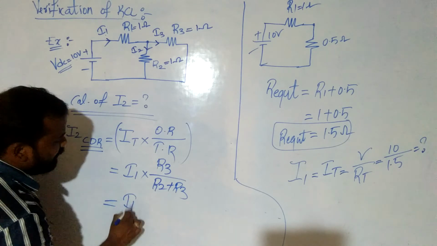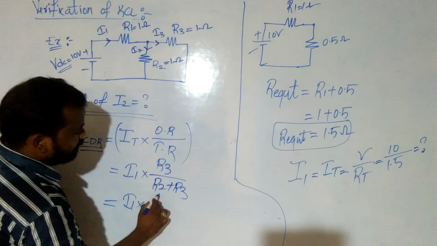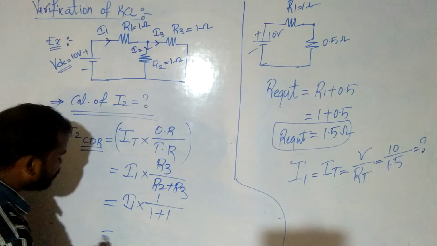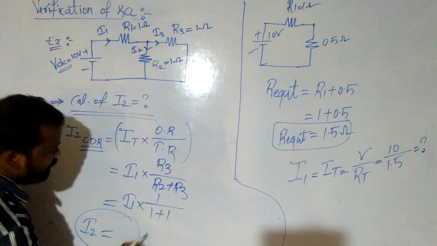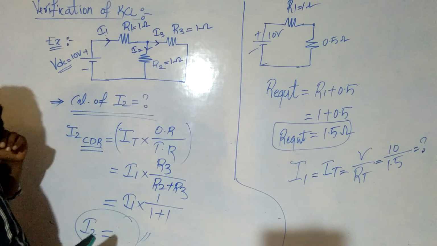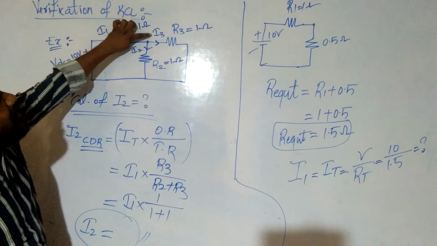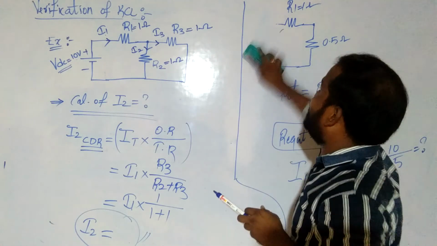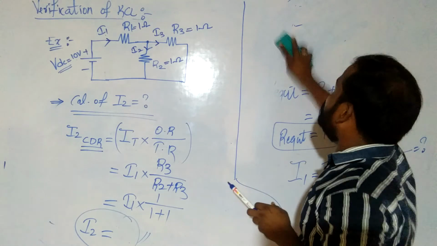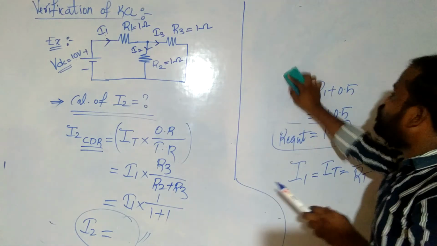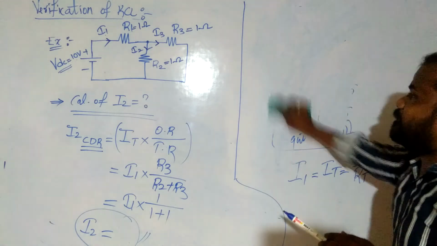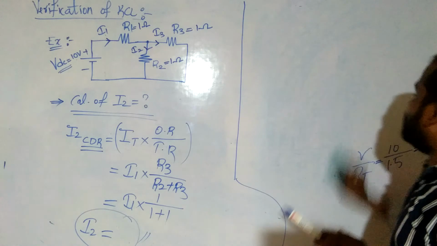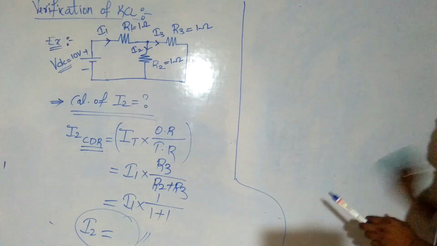So place the value of I1, and R3 is how much? 1, divided by R2 is 1, R3 is 1. By solving this you will get the value of I2. Clear? So this is the second step. And the third step is the calculation of I3. Clear? So for I3, again we use the current division rule to calculate the value of I3, and I3 is the current which is also divided from the total current I1.